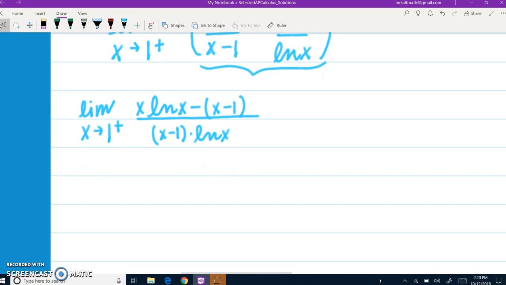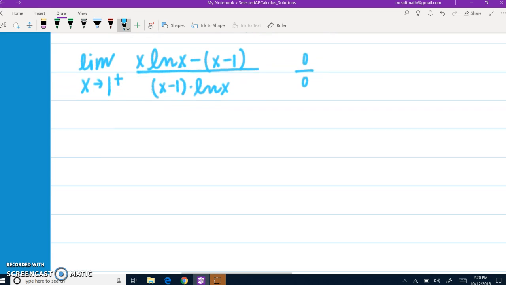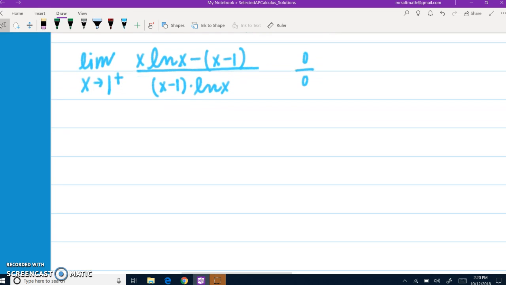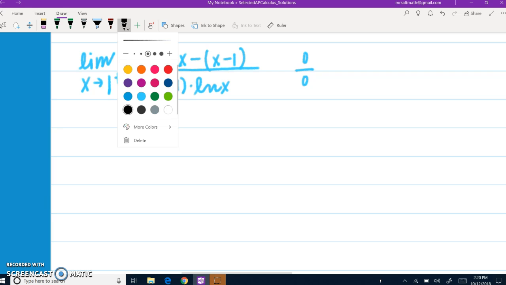Now this is still going to be in L'Hopital's, but now it's going to be in 0 over 0 indeterminate form. We're no longer in infinity minus infinity. So at this point, we want to go ahead and take our derivatives top and bottom and see what outcome we get there.